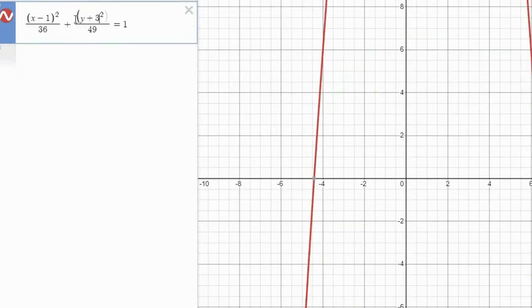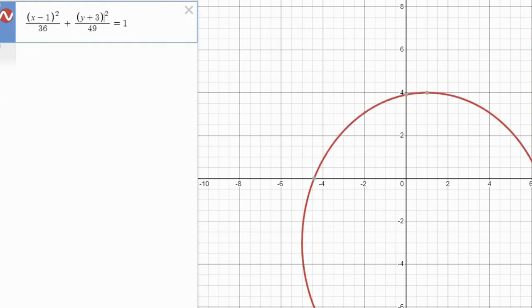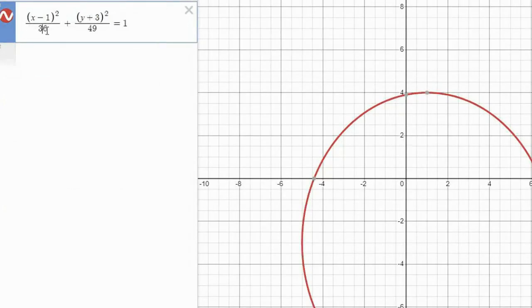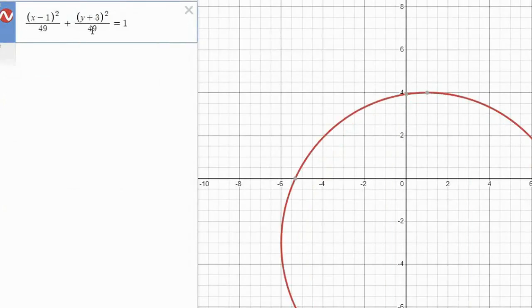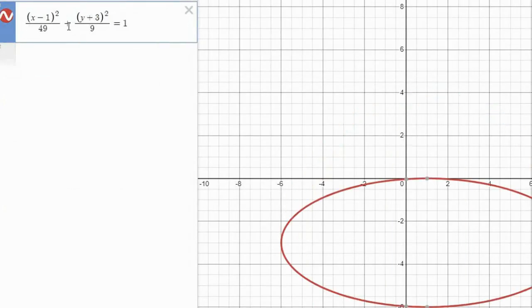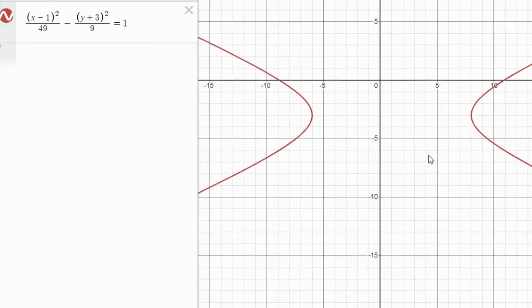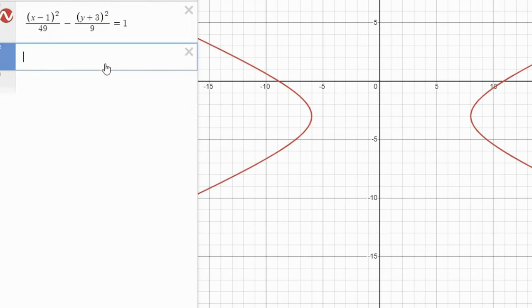So I'm just modifying the one I already had there. And it's over 49 and 9, and it subtracts instead of adds. So there it is. The center is at -1, 3, sorry. Well, -3. I got the negative in the wrong place.